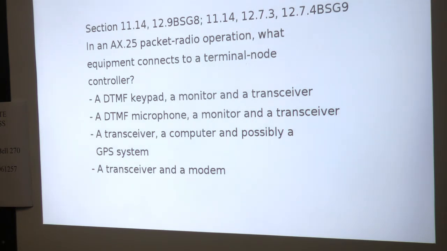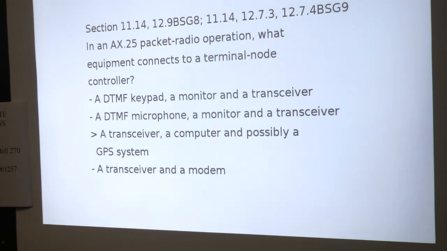I would say number 4. A transceiver and a modem? I was thinking number 2, the DTMF microphone monitor transceiver. Nothing? No, okay. No idea.